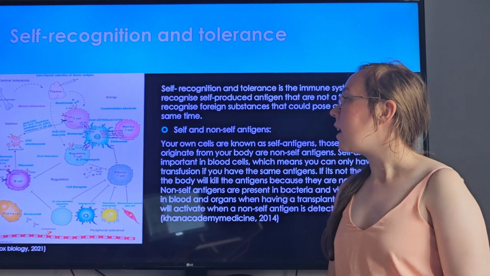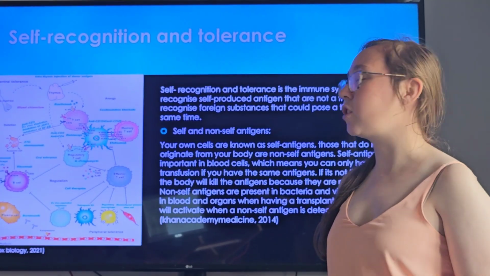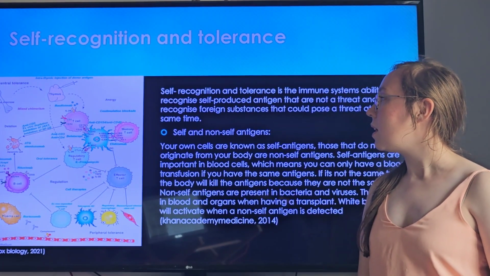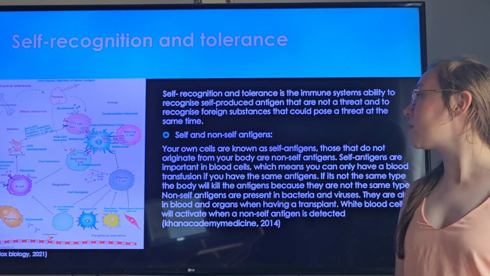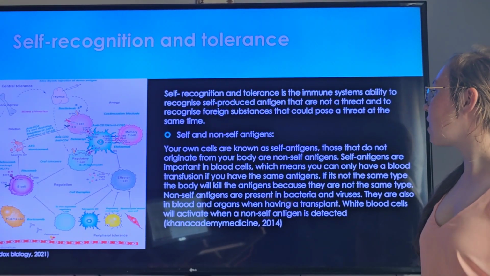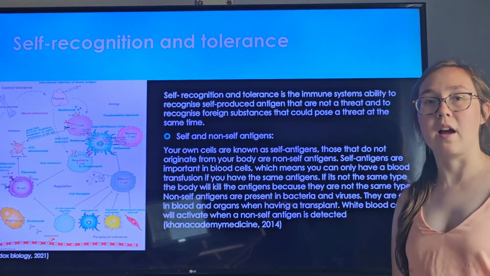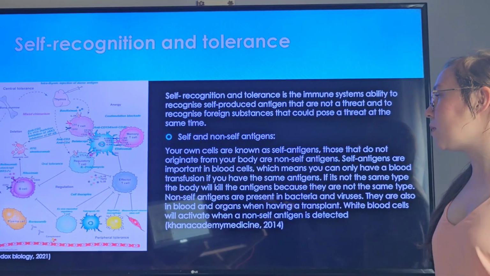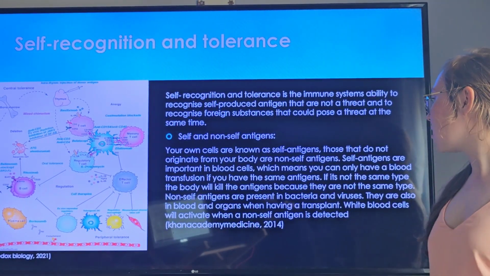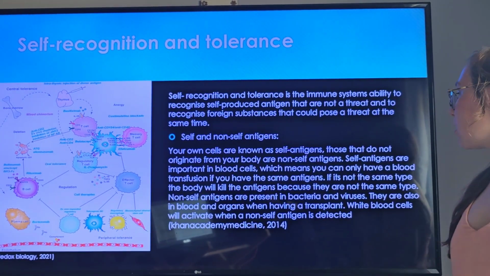Self-recognition and tolerance. Here is a diagram of the intrathymic injection of a donor antigen. Self-recognition and tolerance is the immune system's ability to recognise self-produced antigens that are not a threat and recognise foreign substances that could pose a threat at the same time. Self and non-self antigens. Your own cells are known as self-antigens. Those that do not originate from your body are non-self antigens.